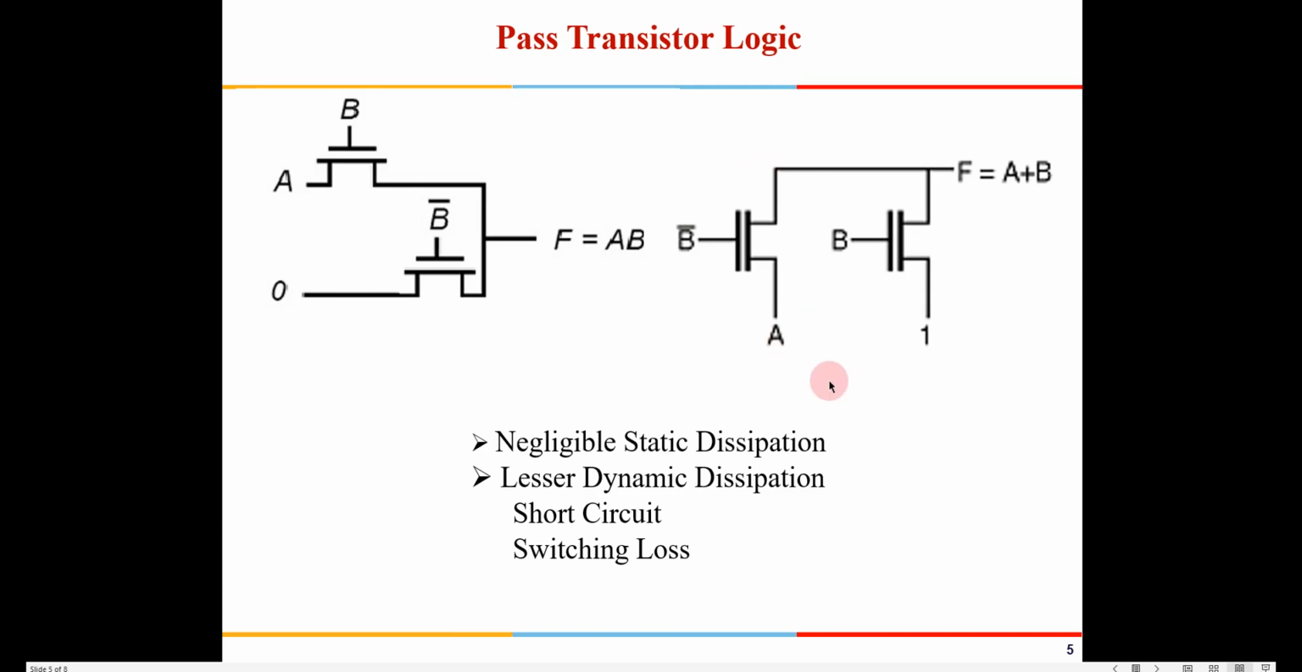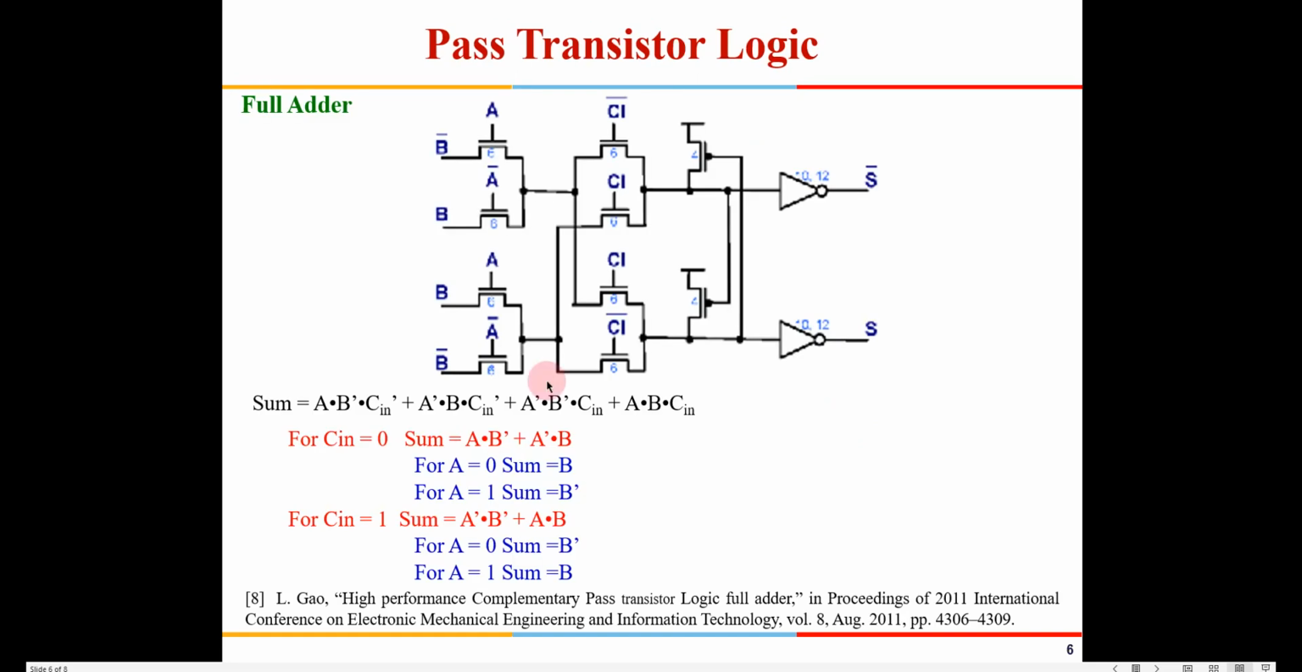So those kind of things are not there in the pass transistor logic. So this is much more efficient than the static CMOS circuit. Okay, so let's first design one circuit, and once you are comfortable with one particular circuit, you will be able to design any circuit with pass transistor. So we are going to take an example of a full adder.